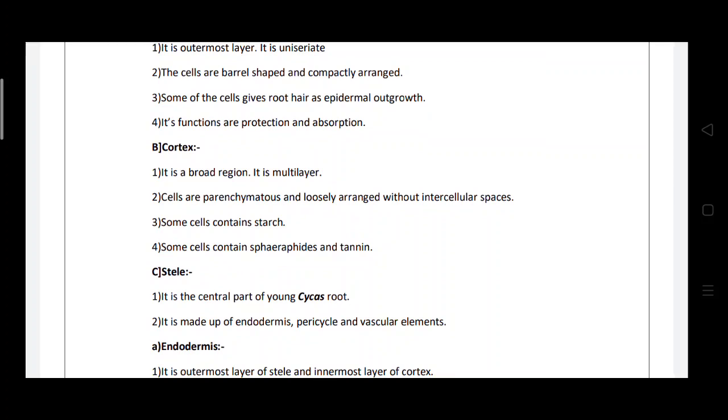The second part in the anatomical structure of the cycas is the cortex. The cortex region is next to the epiblema and it is a broad region made of multiple layers. In it the parenchymatous cells are loosely arranged and some intercellular spaces are present. These cells also contain starch, spherophytes, tannins and pigments. So this is about the cortex region.